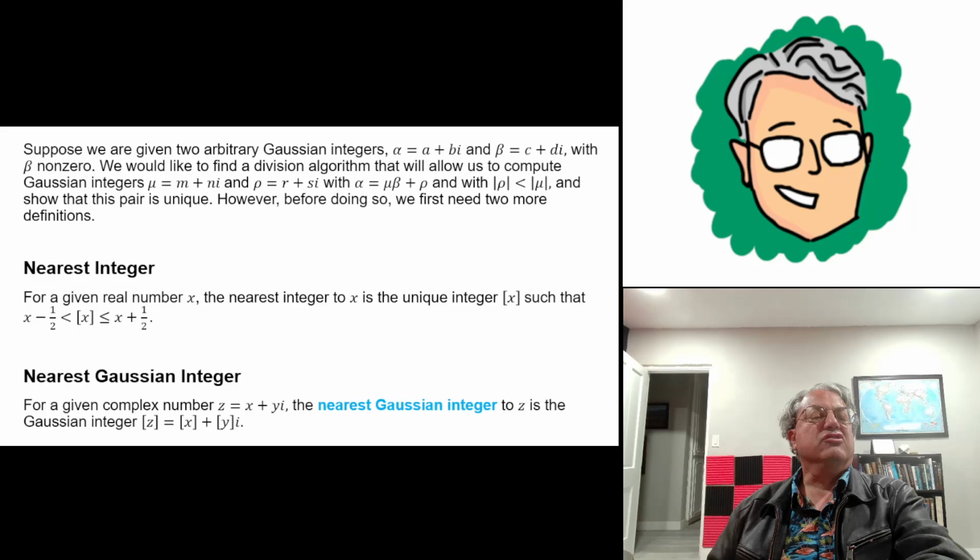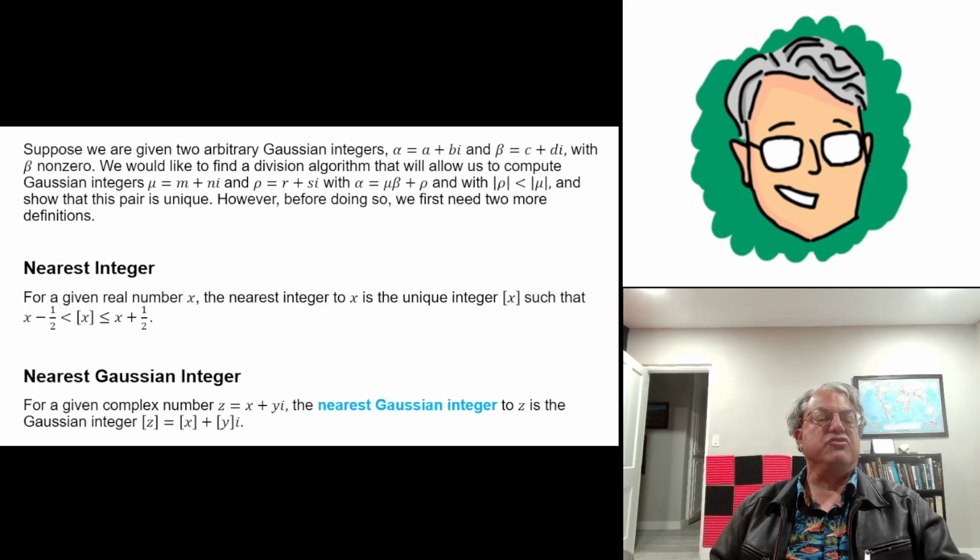And so now I want to do the same thing. The reason I'm doing all this right now is that ultimately we would like to have a division algorithm for the Gaussian integers. That's what I'm leading to.